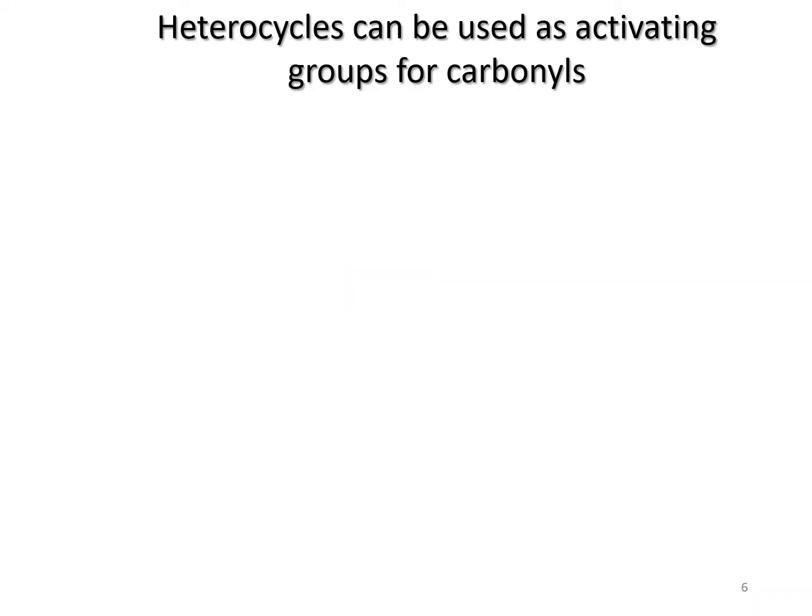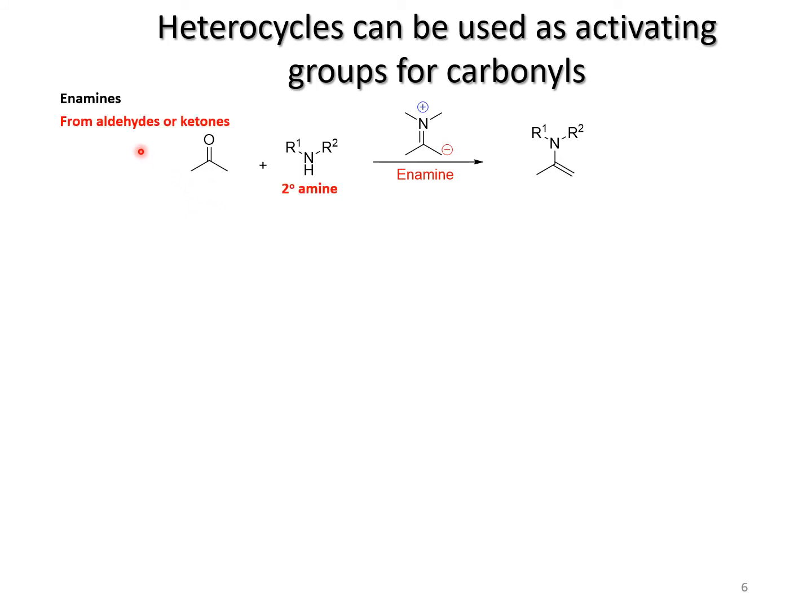Saturated heterocycles can be used as activating groups for carbonyls. So for instance, we can exploit the formation of enamines to activate these carbonyls. We can imagine having a ketone like that, like acetone, but it actually works with whatever kind of carbonyls, like aldehydes, and a secondary amine. The reaction between the two will form an enamine. The enamine is in resonance with this structure where we have this nitrogen here with the lone pair. The lone pair can actually go back to form a double bond carbon-nitrogen, and this double bond can be used as a nucleophile to attack any kind of electrophiles.